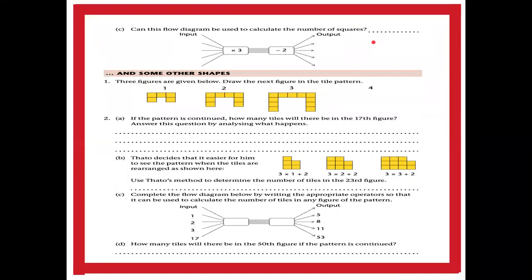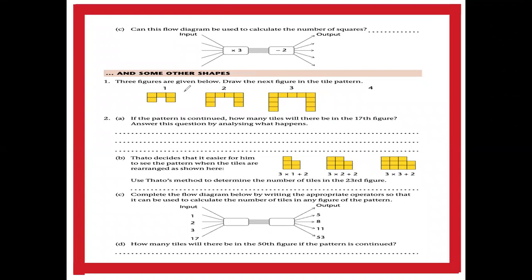Can the flow diagram be used to calculate the number of squares? So we have an input and then an output. 3 figures are given below. Okay, so maybe we should check. Or actually, you guys use this to check.